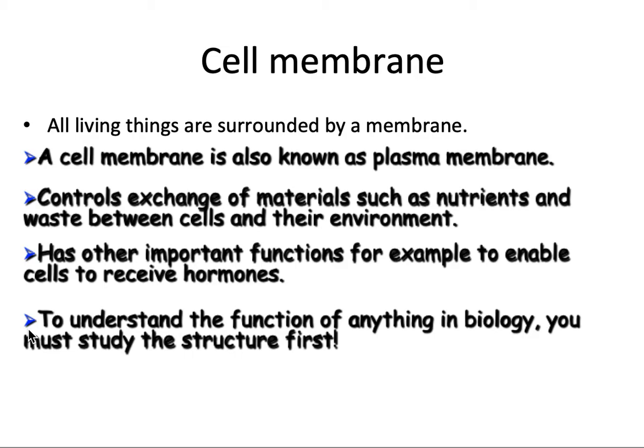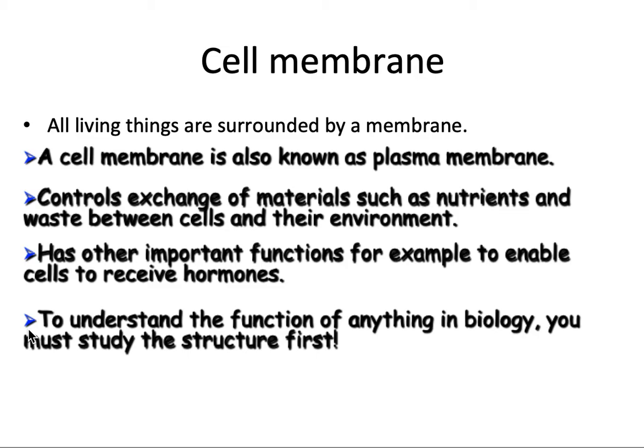Alright, so the cell membrane. All living things, or I should say cells, are surrounded by a membrane. The cell membrane is also known as the plasma membrane, or just a membrane. It controls the exchange of materials such as nutrients and waste between the cell and its environment. It has other important functions, for example, enabling cells to receive hormones from outside of the cell.